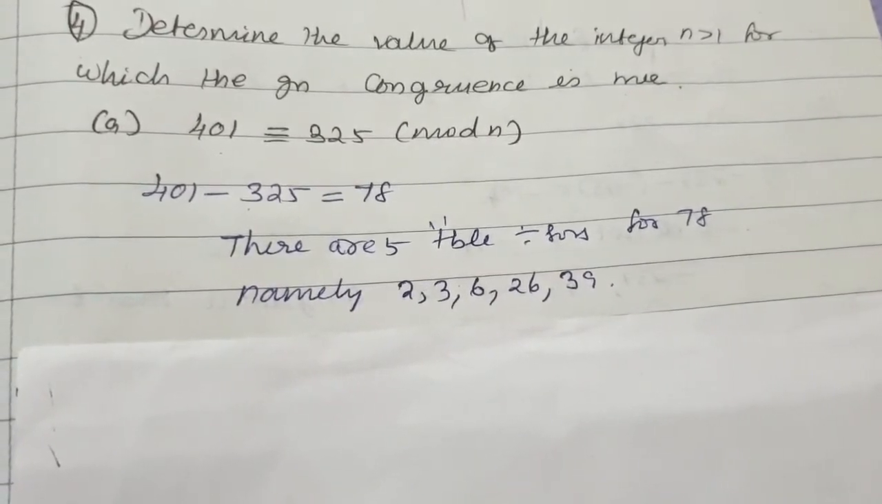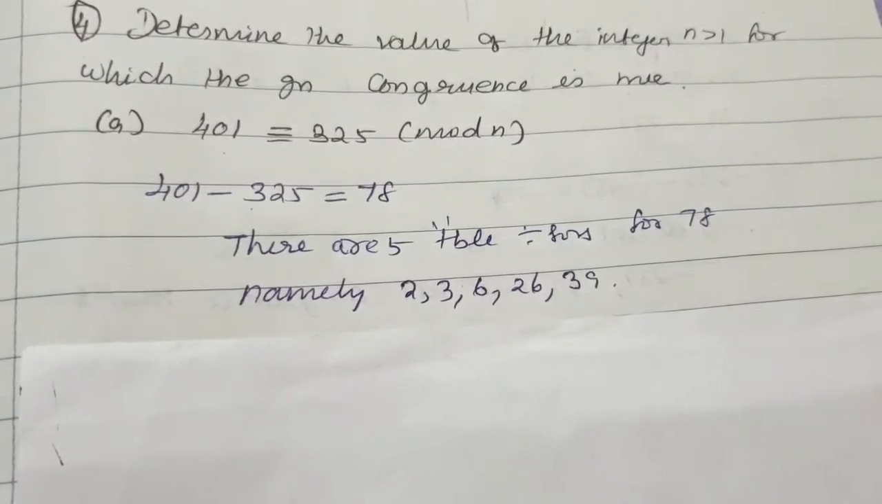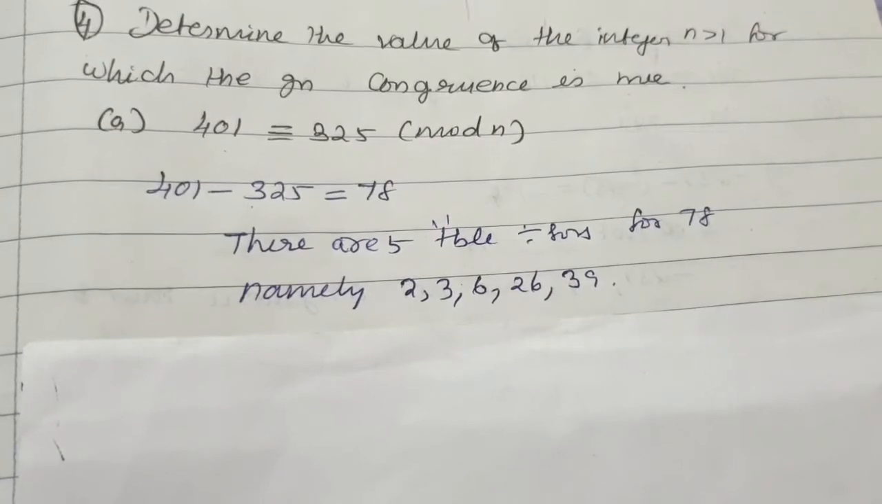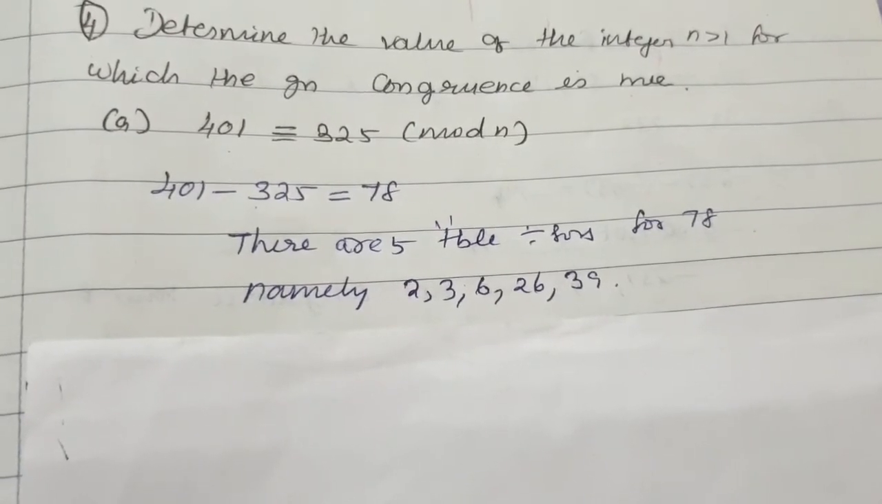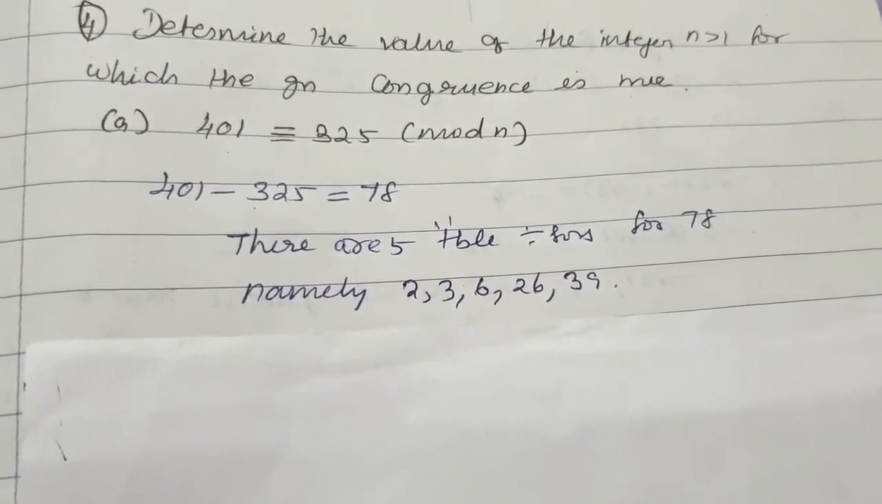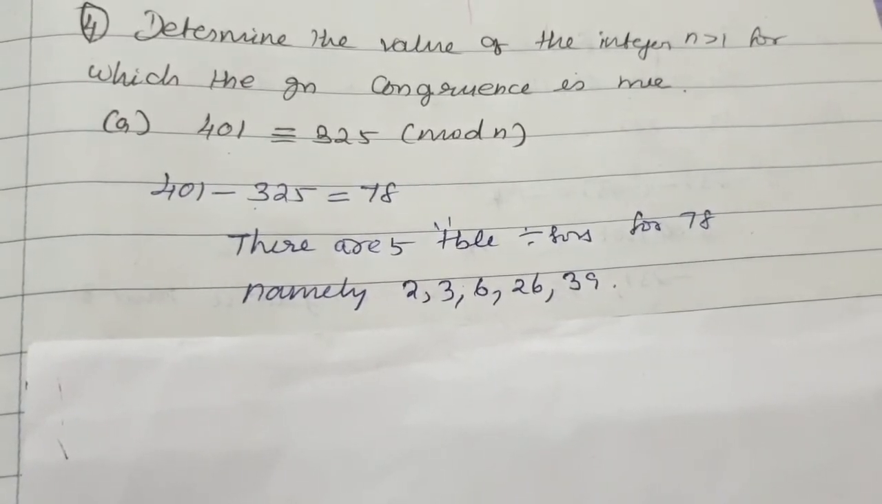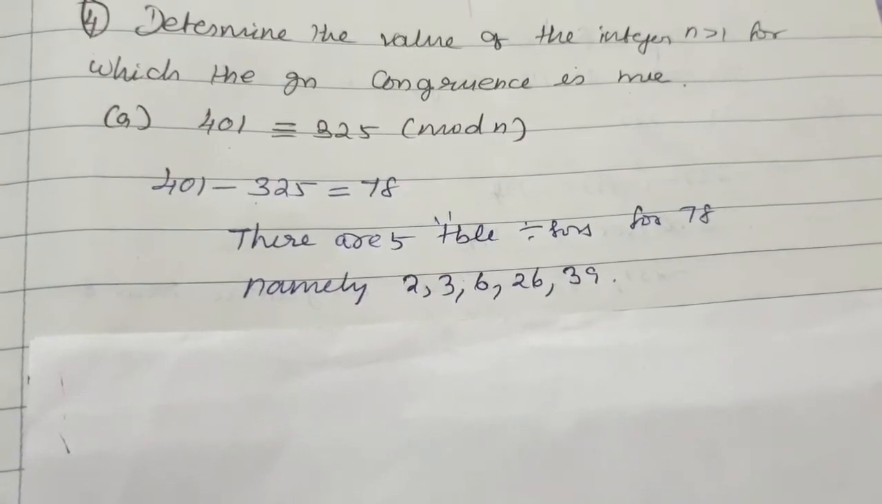So the divisors of 78 that we find are the possible values of n. So there are 5 possible divisors for 78 that are 2, 3, 6, 26 and 39.